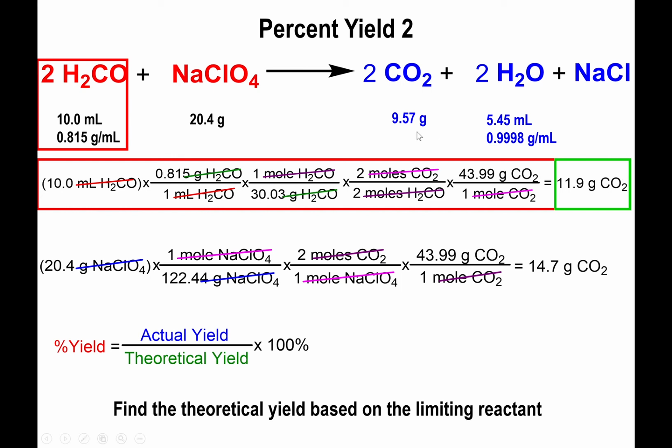All right, so now we can calculate the percent yield of CO2. We have 9.57 grams of CO2 as the actual amount collected, 11.9 grams as the theoretical amount expected to be collected. So dividing those two numbers together, 9.57 by 11.9, multiplying by 100, cancels out the units and gives us a percent yield of 80.4%. All right, so this is looking pretty good.